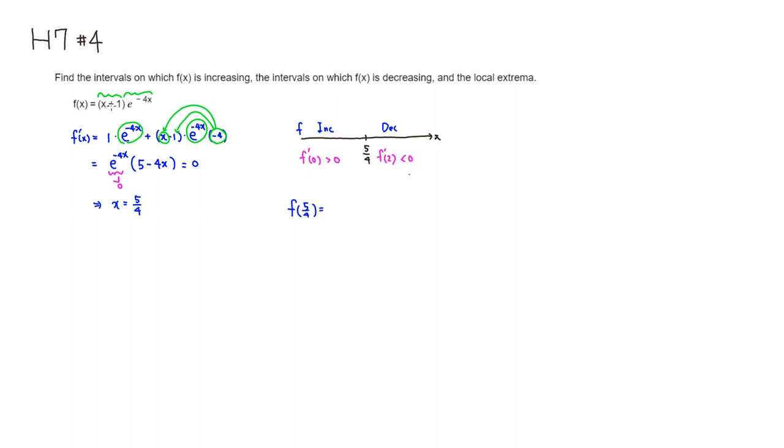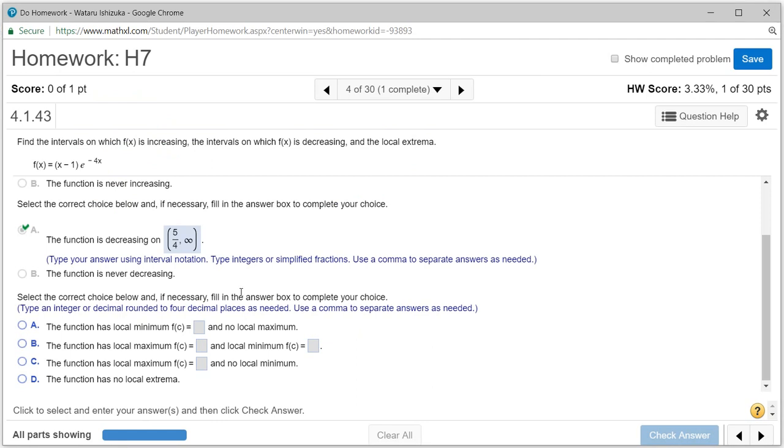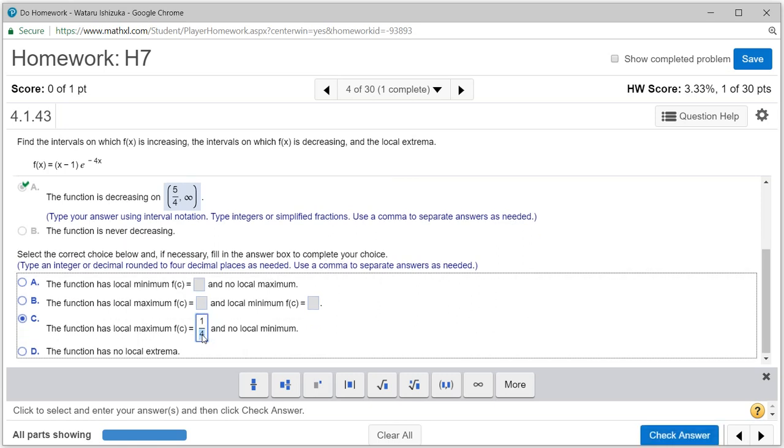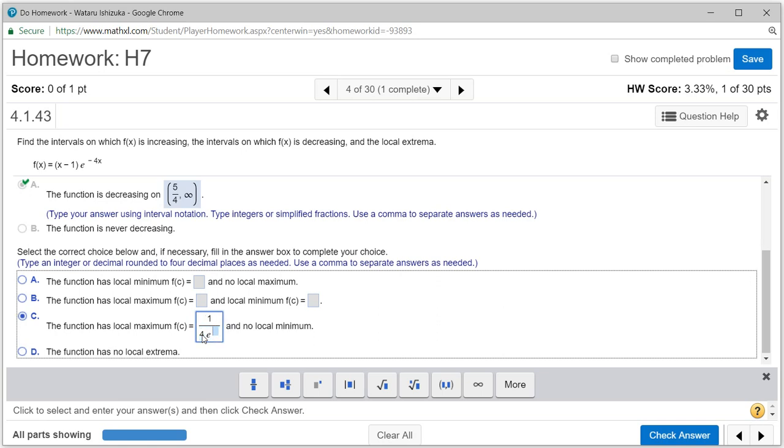If you plug in 5 quarters, 5 quarters minus 1 is going to be 1 quarter, and then you have e to the negative 4 times 5 quarters, which is negative 5. So it's going to be 1 quarter e to the negative 5. We can also write it as 1 over 4 e to the 5th power. So let's type that in. We're going to have only a maximum value, which is 1 over 4 times e to the 5th power. Let's check the answer.